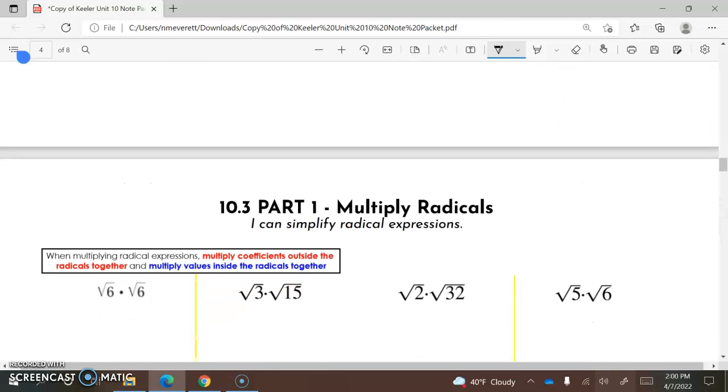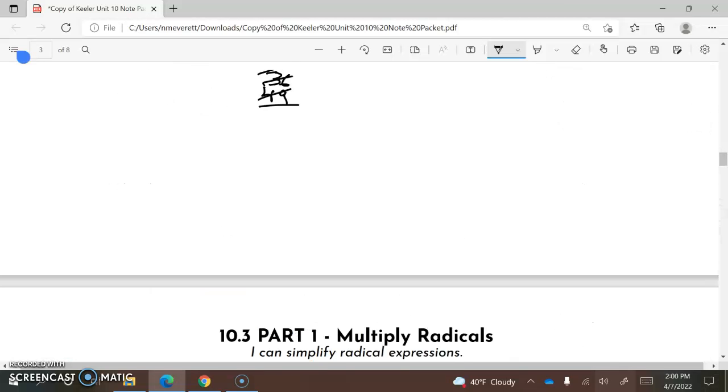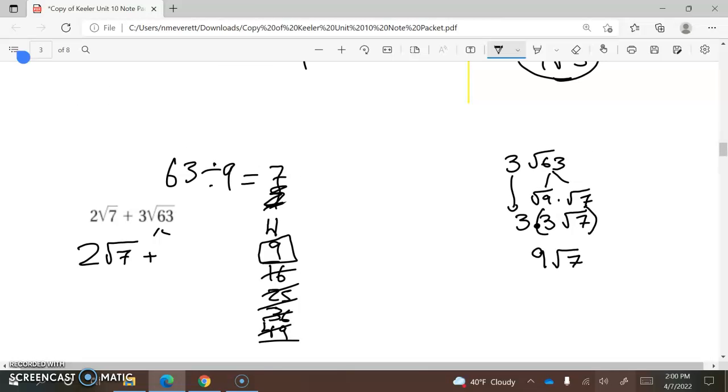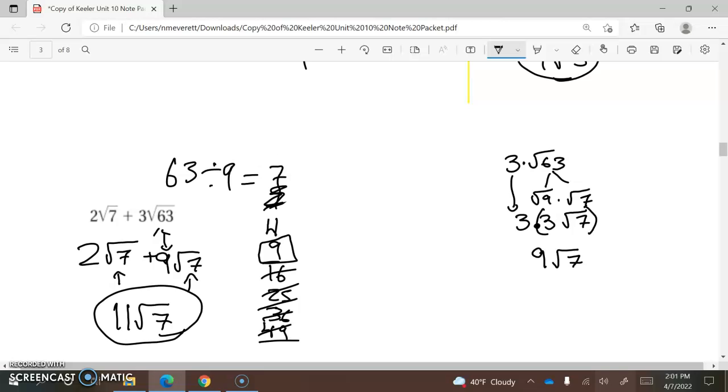All right, because again, this is just the same as 3 times the square root of 63. So you get 9 square root of 7. So that's going to become 9 square root of 7. Now I have the same square roots, same radicals. I can add the numbers out front. 2 plus 9 gives me 11. Square root of 7 stays the same. And that's it right there.